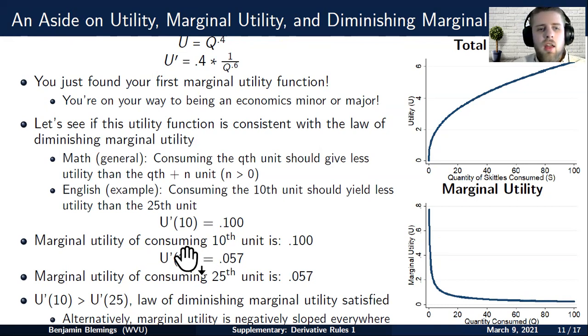It's great. And then alternatively, we can just see from this function that it's negatively sloped everywhere, which is why the marginal utility of the 10th unit is greater than the marginal utility of the 25th unit. Pretty neat. And so the law of diminishing marginal utility is satisfied for this function.